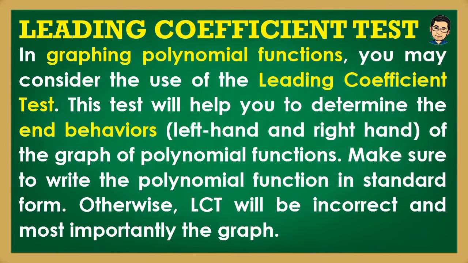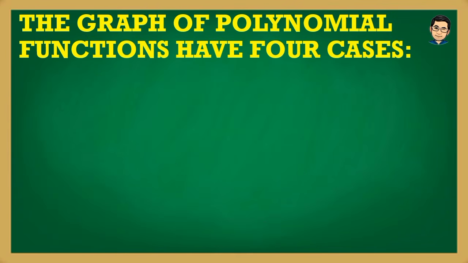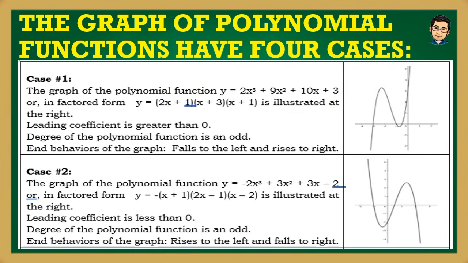And then, most importantly, the graph. So, sa pag-determine kasi ng leading coefficient, kailangan po nakasulat po in standard form. Hindi po lahat ng nauunang term ay doon po makukuha yung leading coefficient. Kailangan po naka-arrange po yung mga terms in decreasing powers, pababa. So, the graph of polynomial functions have 4 cases. So, 4 po ang cases ng graphs ng polynomial functions. 4 na uri po. So, let's start with number 1.